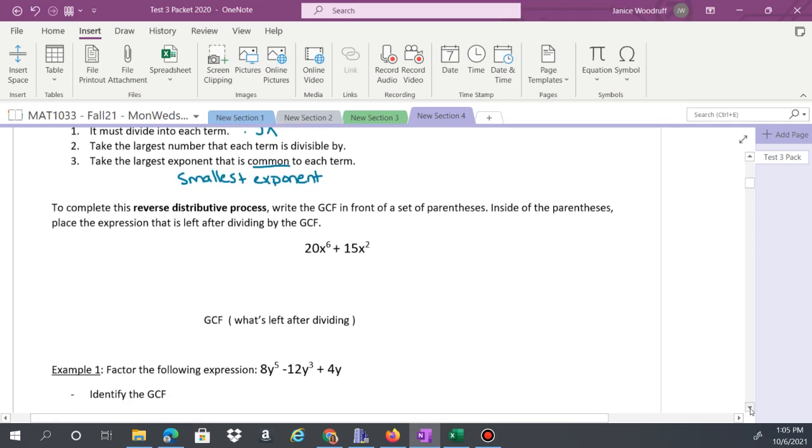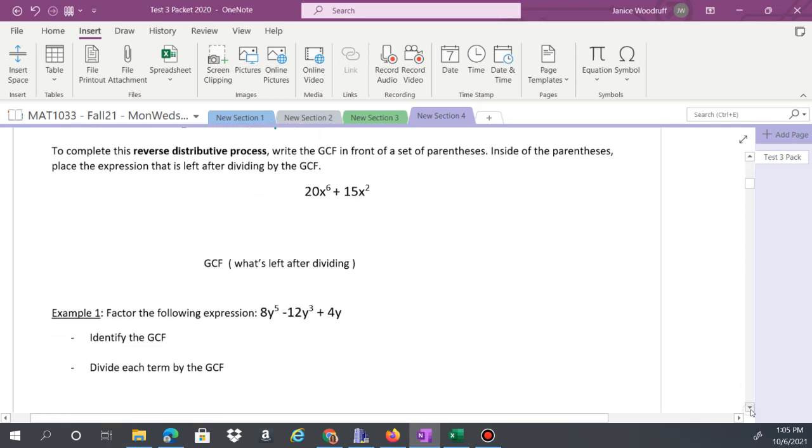So to complete the reverse distributive process, we write the GCF in front of a set of parentheses. Inside the parentheses, the expression that's left after dividing. So here we said that the GCF was 5x squared, which means we divide both terms by 5x squared. So to write that, you put the 5x squared here where it says GCF, and then in the parentheses, you put what's left after dividing.